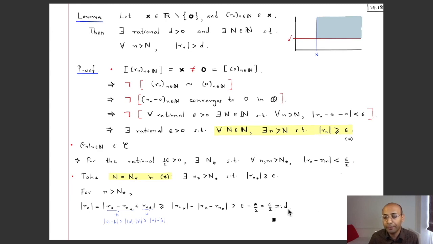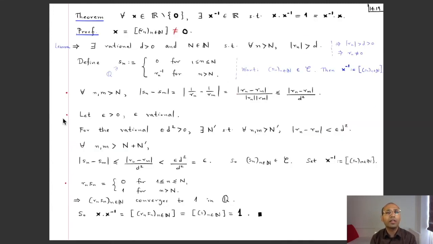Let's call it D. So what we have managed to show is that here is an index such that for every little n beyond this index, the mod of Rn is strictly bigger than this rational number D, and so we have exactly proved the statement of this lemma. Okay, so this was a technical lemma, but now we have got what we wanted in order to prove that every non-zero rational number has a multiplicative inverse, which we'll now do.